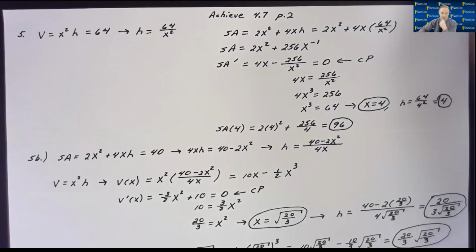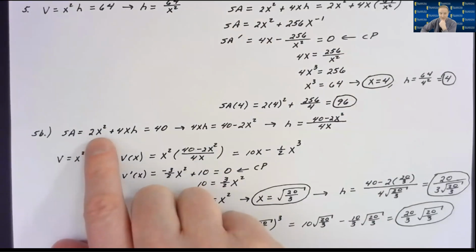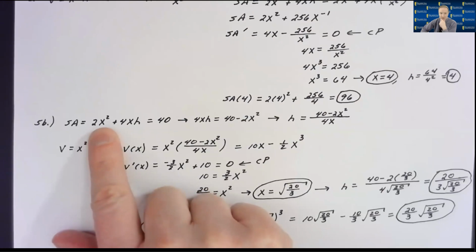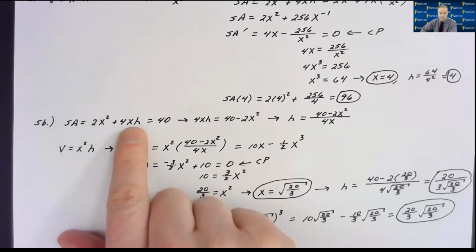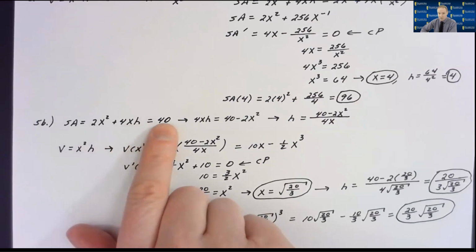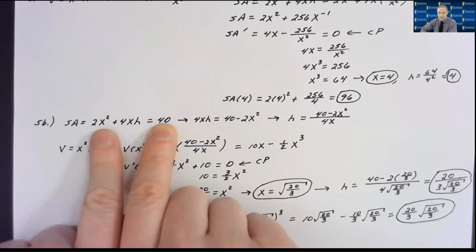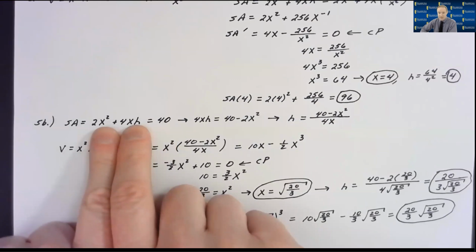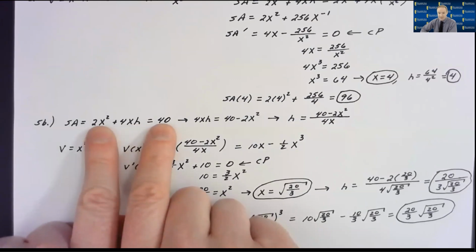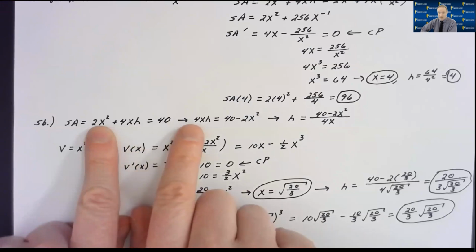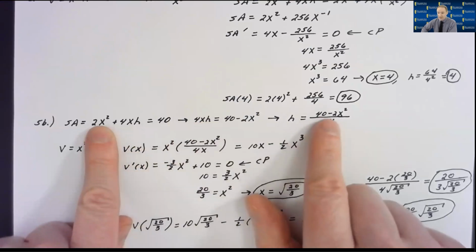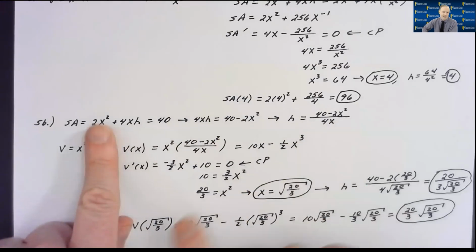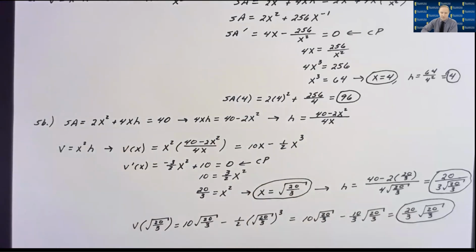So here's how I do it. This time I'm given information about how much surface area I have. This is just my base surface area formula, 2x squared plus 4xh. That's going to equal 40. That was my given amount. So now I'm going to use this equation to solve for h. I would get 4xh is equal to 40 minus 2x squared. Then to solve for h, you would divide by 4x on both sides. So h is equal to 40 minus 2x squared, all divided by 4x.